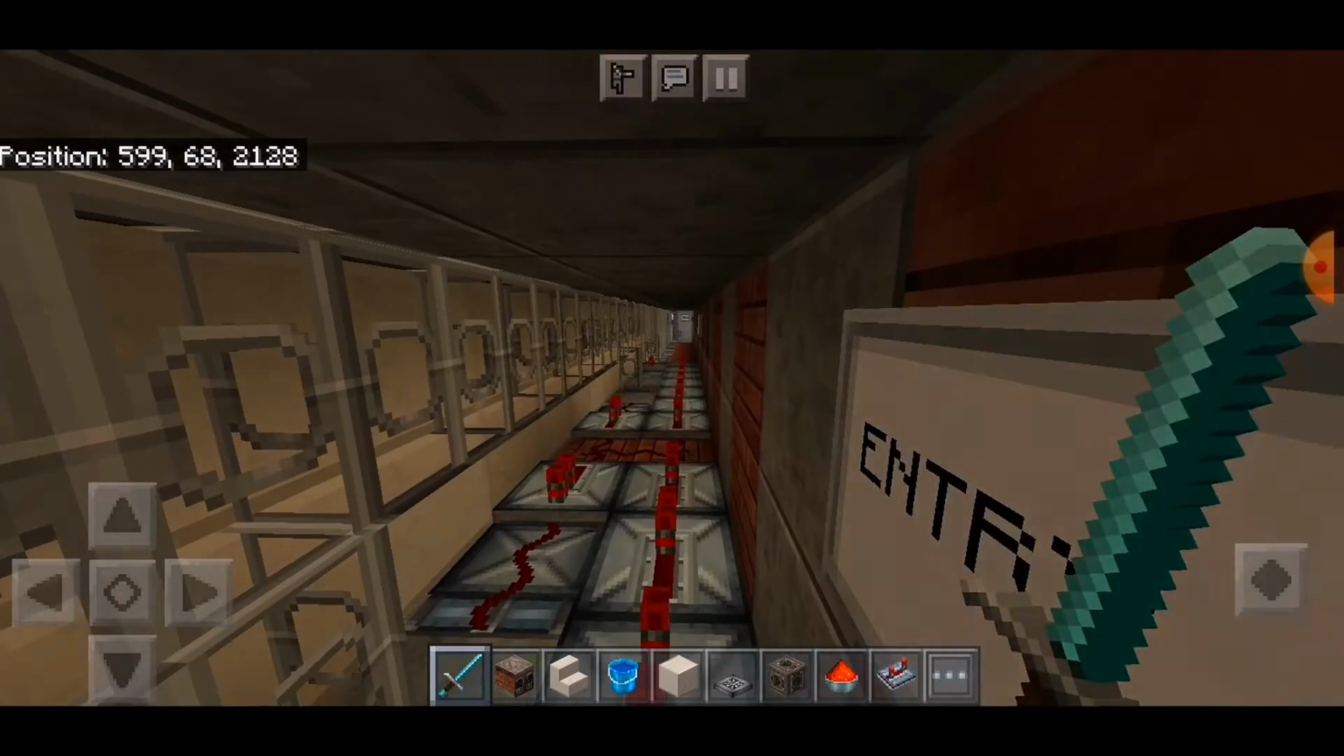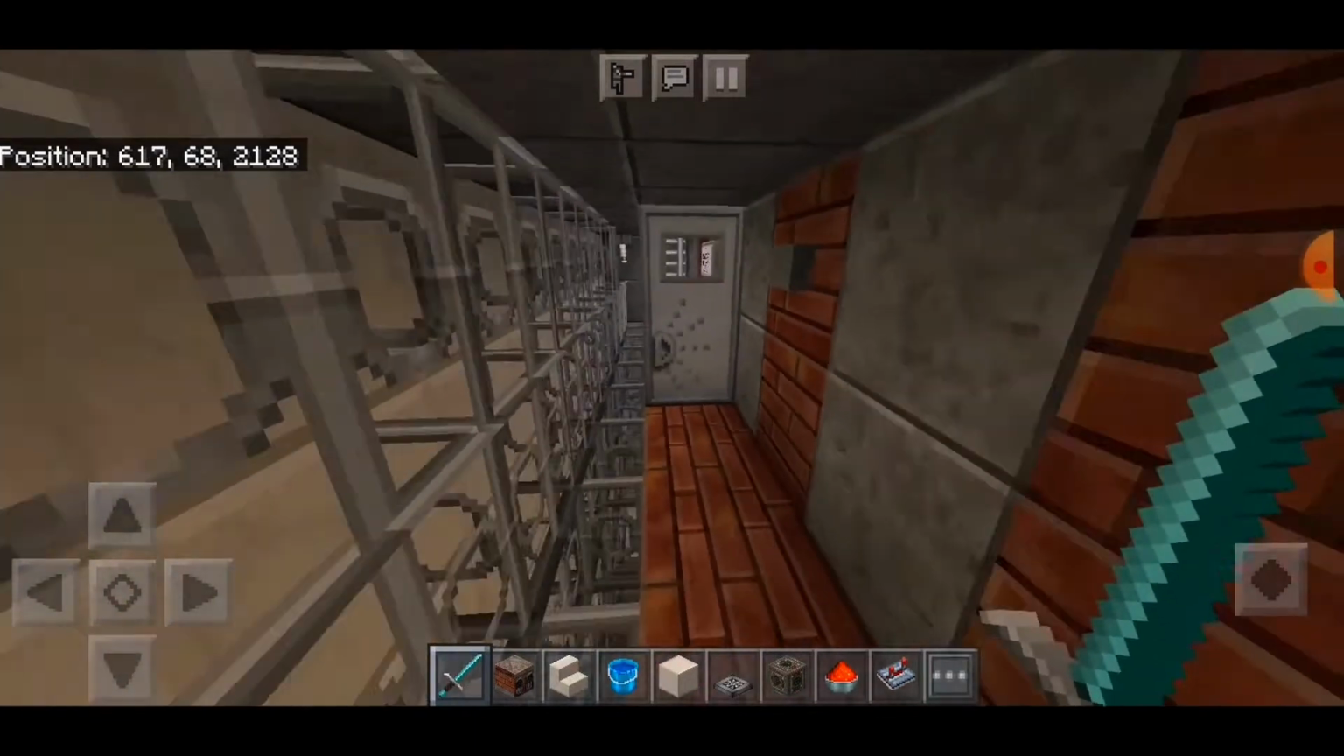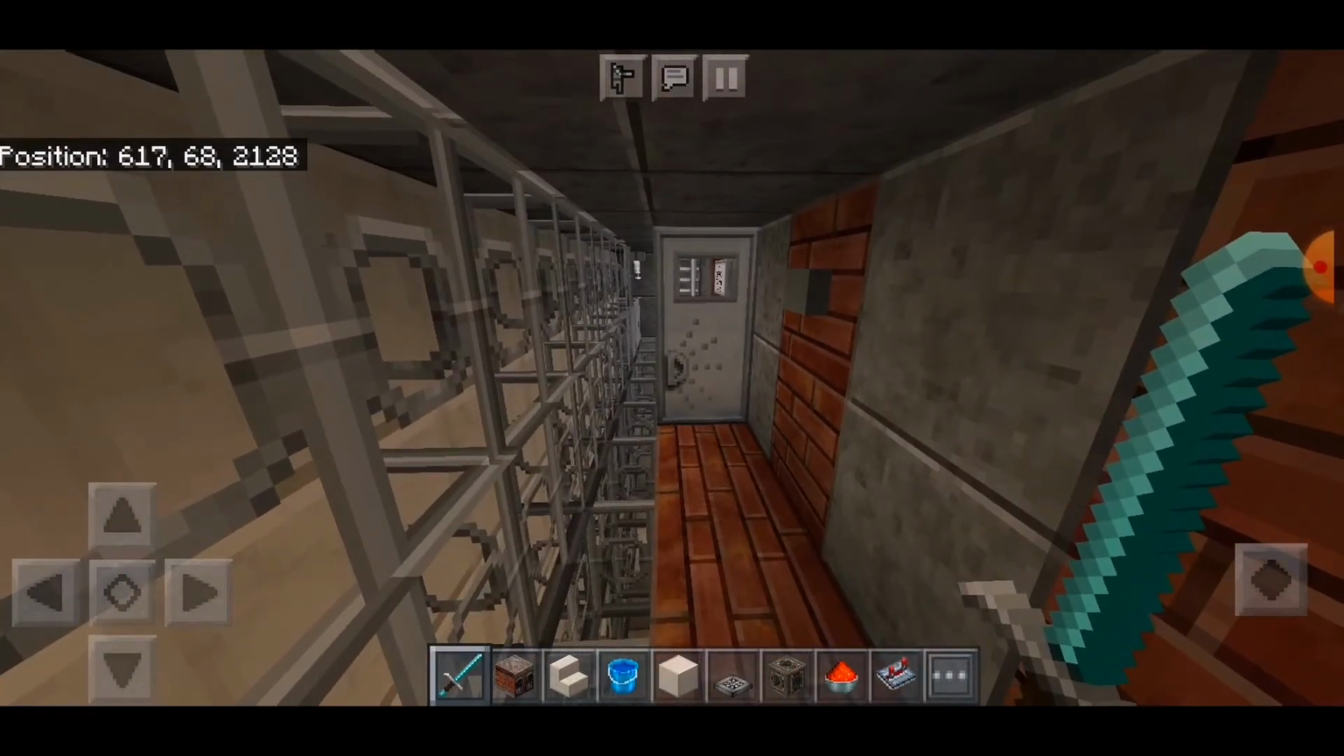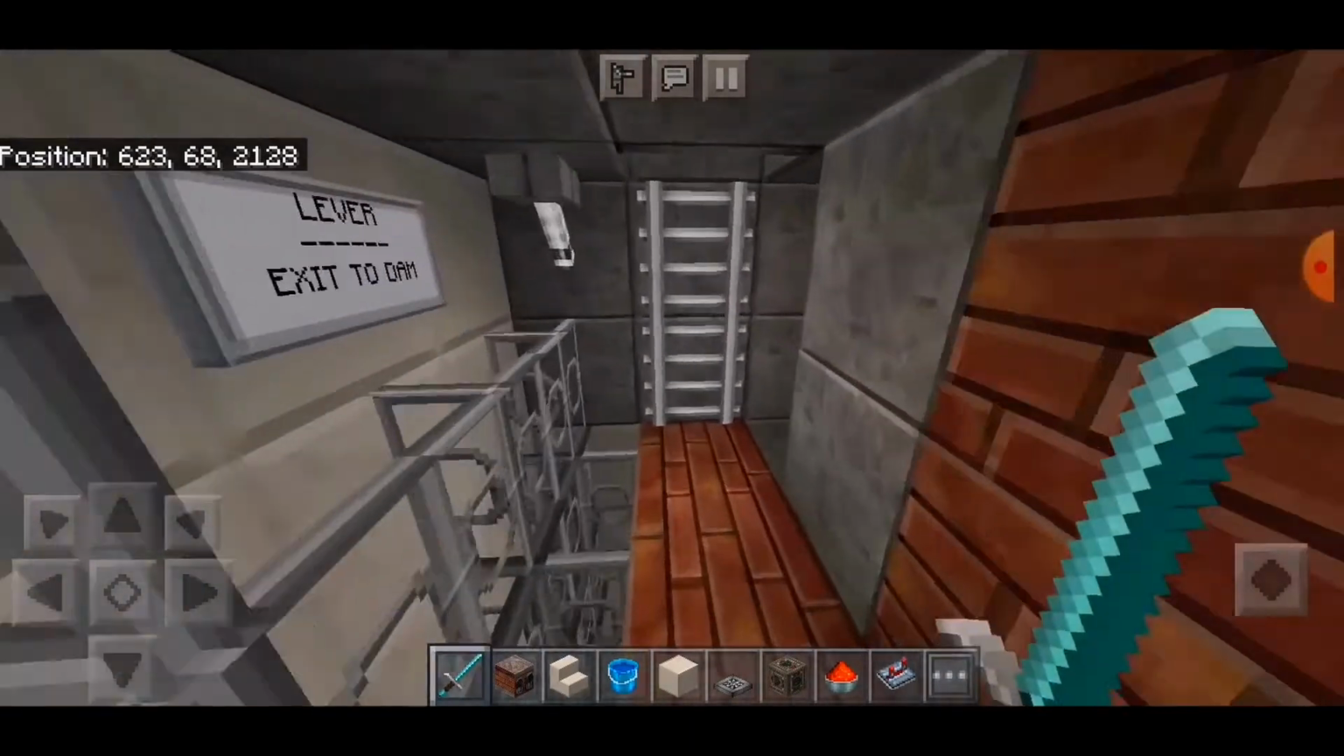Sub-level 1 is for the piston system, and the next level will be 2, and the next level is where the falling water generates a tick of electricity. So let's go down to sub-level 2.